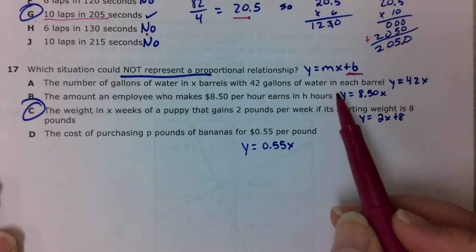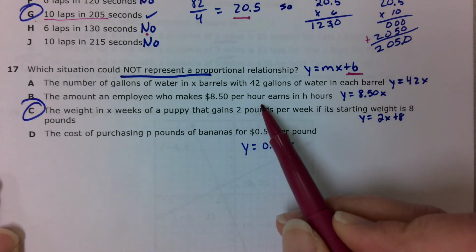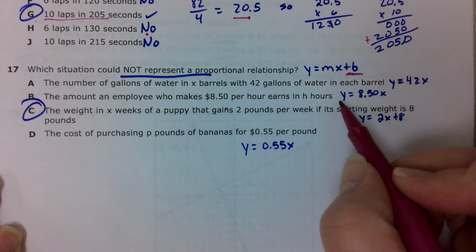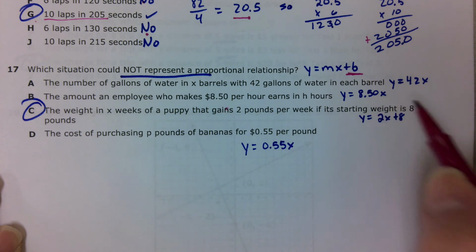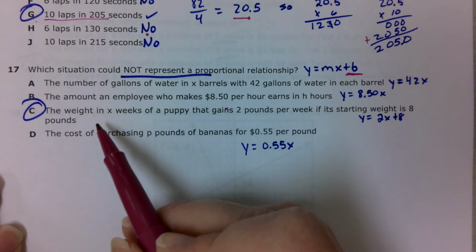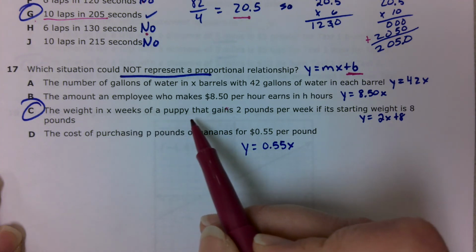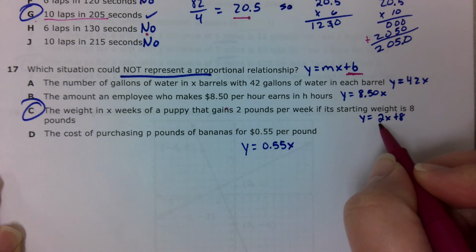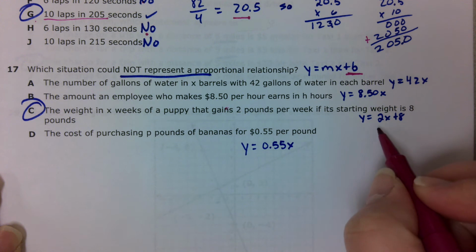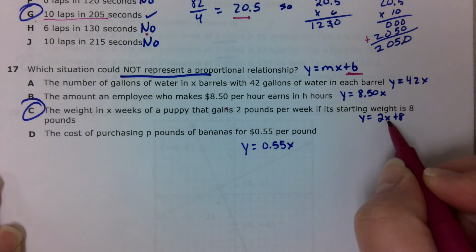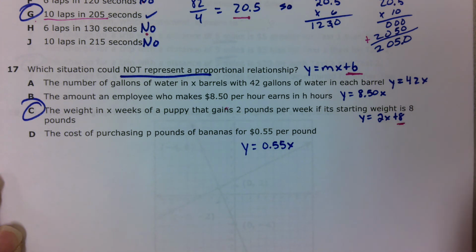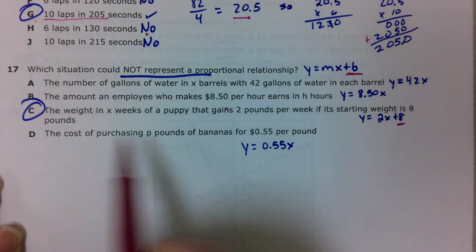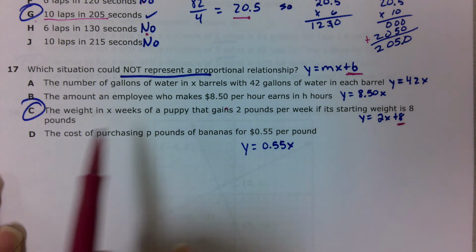That's 42X. Then I have the amount an employee who makes $8.50 per hour earns in H hours. So there I have 8.50 times my hours. The weight in X weeks of a puppy that gains 2 pounds per week if its starting weight is 8 pounds. So I have 2, so its total weight is what we're talking about. So 2 pounds per week, but I have that 8 pounds that a puppy weighed initially. So that one does work for our y equals mx plus b.